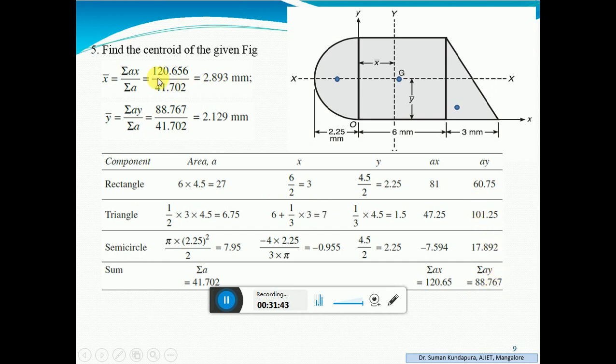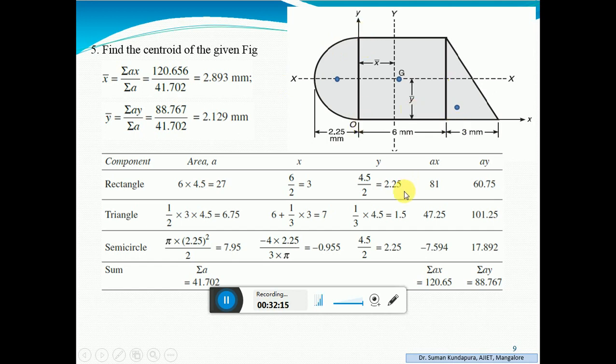And we know the formula, x bar is summation ax by summation a. Total area is here. Sum up all these three areas. There is no negative sign for the area. It's only for x bar. Here don't put a negative sign for area. Substituting the respective values in this equation, you will get x bar and y bar. So for the entire figure, this is the x bar and y bar with respect to your reference axis.